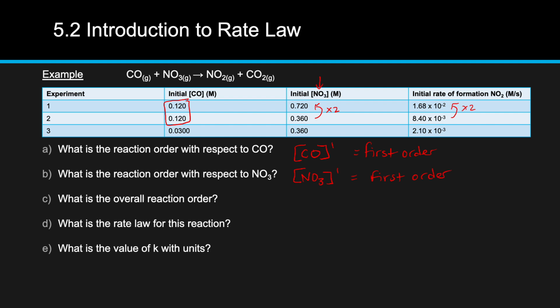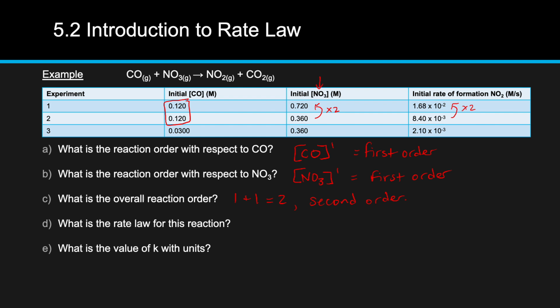So C says, what is the overall reaction order? In order to figure out the overall reaction order, you're going to add them together. So right now we have first order for CO and first order for NO3. So it's going to be 1 plus 1 or 2. So it's going to be second order.